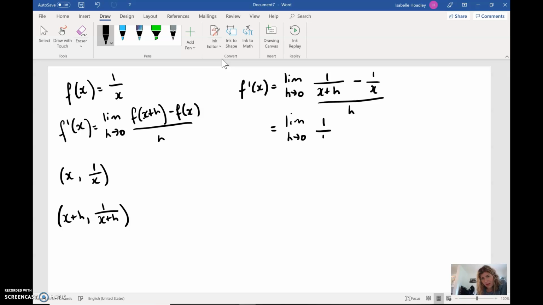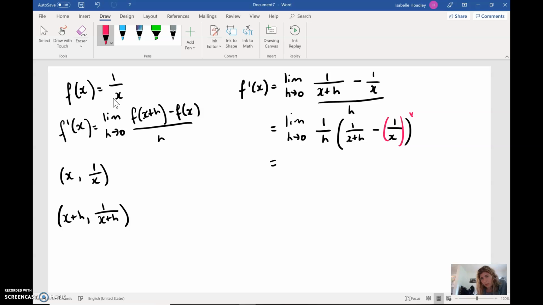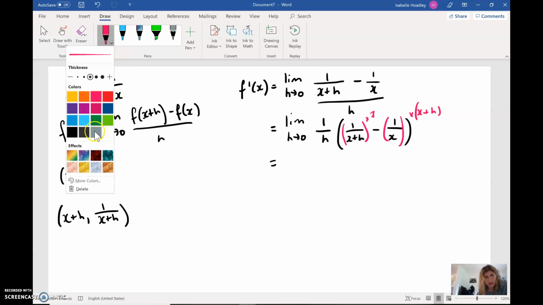So I'm going to put 1 over h out the front, and then 1 over x plus h minus 1 over x. And again, we're still dividing by h, but I'm just going to write it as a fraction instead of a division, and I think it just looks a little bit better. Alright, so what we should all know and be very comfortable and familiar with is that whenever we're subtracting fractions, we need common denominators. So I'm going to times this whole function by x plus h, and I'm going to times this whole function by x, and then we're going to have our common denominators to work with.